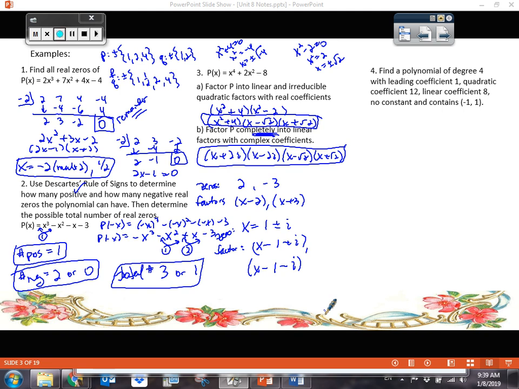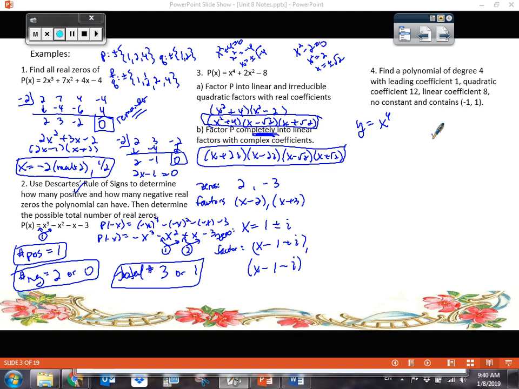Find a polynomial of degree 4 with leading coefficient of 1, quadratic coefficient of 12, linear coefficient of 8, no constant, and contains the point (-1, 1). Okay, so it's a 4th degree with leading coefficient of 1. That means y equals x to the 4th. Got that. It didn't say anything about a cubic coefficient. That does not mean that it's 0. That just means that we don't know what it is.